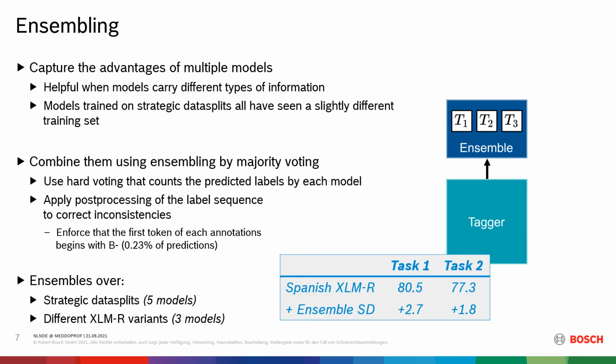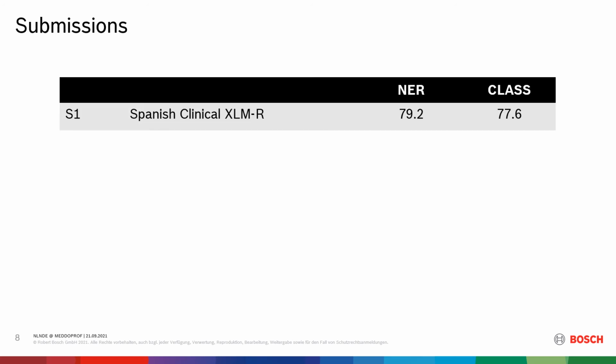Here are some numbers. So we can see that the Spanish XLM-R, which already improved upon the standard model, can be further boosted with ensembles over strategic data splits, and this increases performance by 2 to 3 F1 points for both tasks. Now let me show you some more results. These are our submissions to the shared task, and the first one is the fine-tuned XLM-R on the clinical domain. We see that the results are pretty good with 79 and 77 F1, but as you have seen earlier, we will improve upon this with the next submissions and extensions.